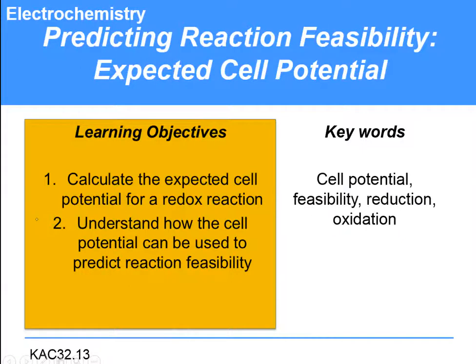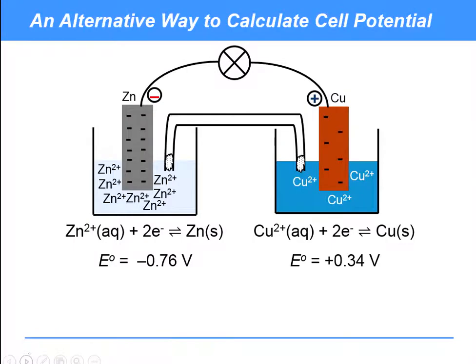Welcome to this video in the electrochemistry topic, our second on predicting reaction feasibility. I'm going to introduce you to the idea of the expected cell potential. We're going to calculate that for a reaction, and we're going to understand how this can be used to predict reaction feasibility.